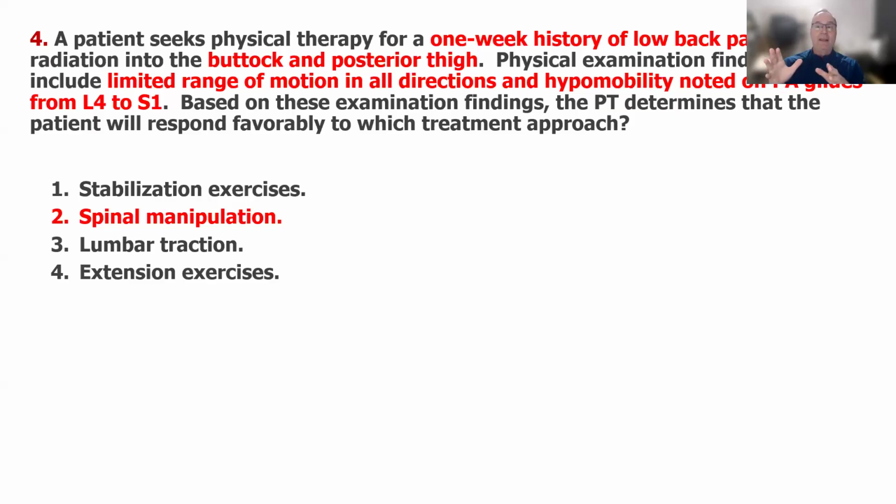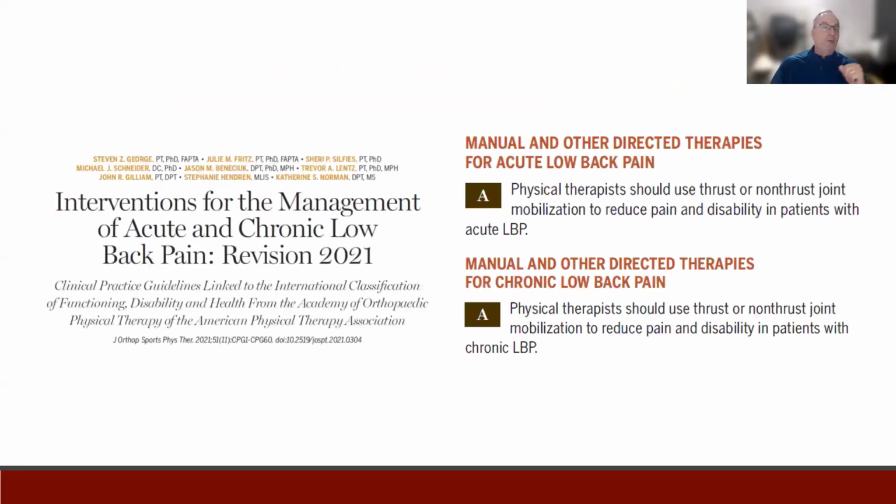What we did see is that this person is stiff, they got low back pain. We find hypomobility on our examination, and so moving them is going to be the answer. And I think this is the last time I'm going to bring up the clinical practice guidelines. But here's what the one for acute and chronic low back pain says. And this is grade A evidence, right?